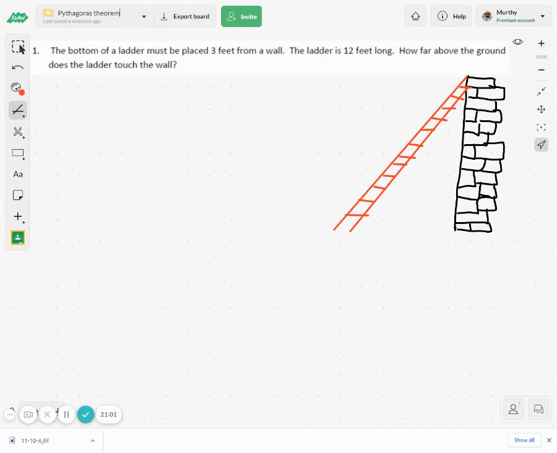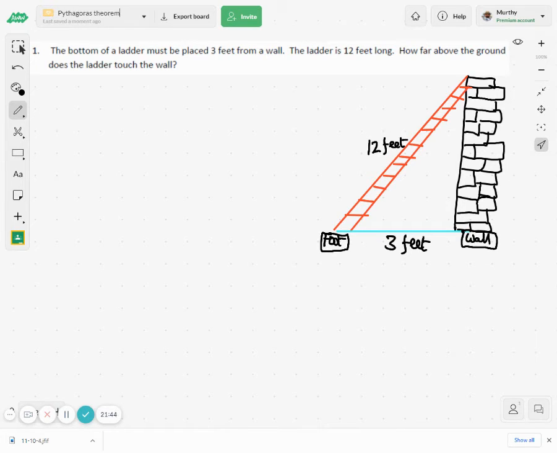Always, when you look at the question, immediately think of drawing a diagram that represents the given situation. Let me read the question again. The bottom of a ladder must be placed 3 feet from the wall. So here is the wall, and this is the foot of my ladder. This must be placed 3 feet from the wall. The ladder is 12 feet long, so the length of the ladder is given.